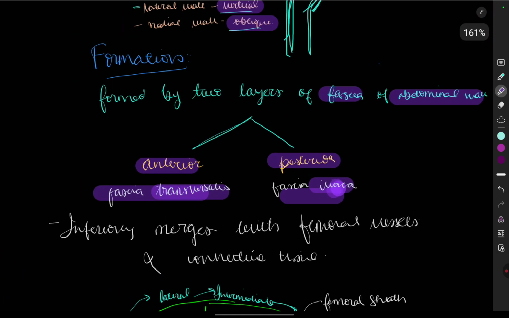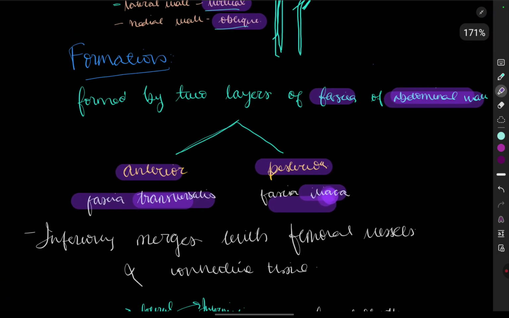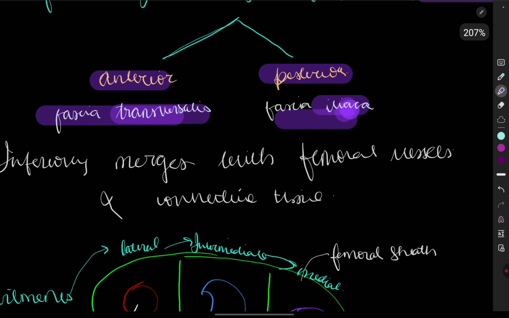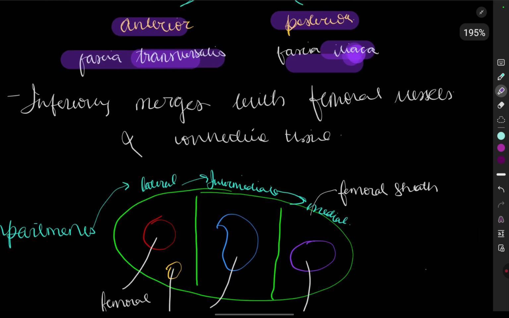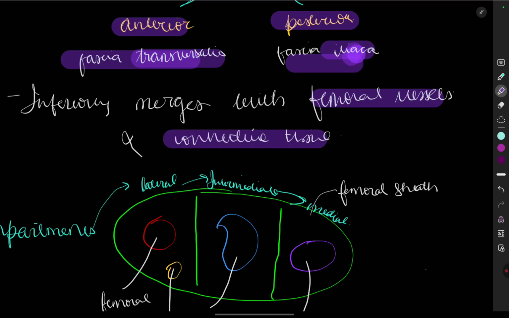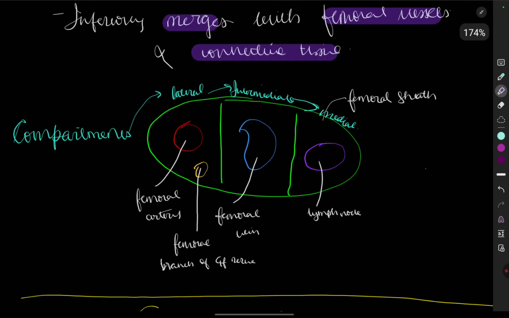Okay, so it is formed by the fascias of the abdominal wall, that is the anterior and the posterior, and these are the names of it. Inferiorly it merges with the femoral vessels and the connective tissue. We already know that it contains the femoral vessels. Okay, so these are the compartments.